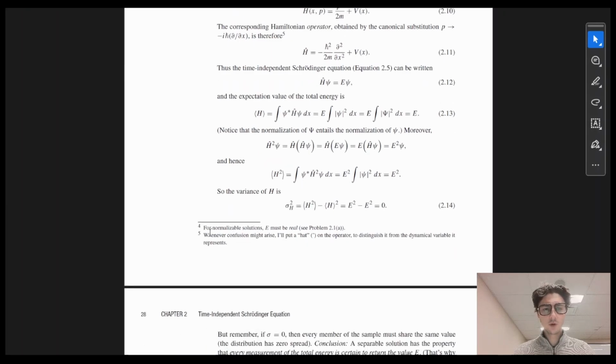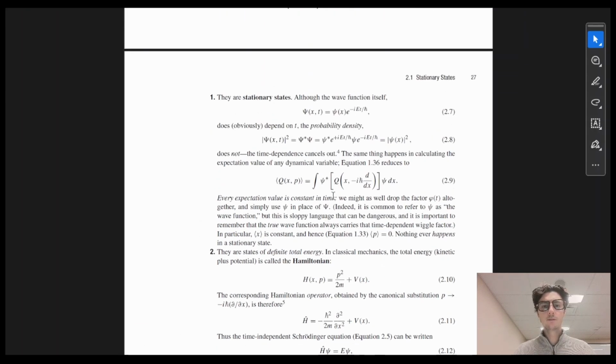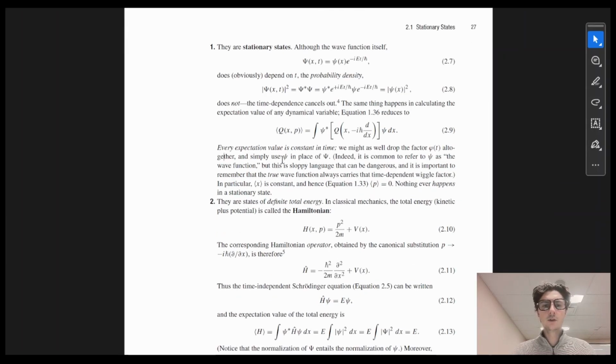Number 4, let's read number 4 too. For normalizable solutions, E must be real. See problem 2.1. Okay, I don't know what that means yet. Don't stress about it, we're going to see it later. The same thing happens in calculating the expectation value of any dynamical variable. Equation 1.36, which we saw in the first chapter, reduces to this. And we have psi over here and psi over here. This is the lowercase psi, the psi that depends only on position. Every expectation value is constant in time. We might as well drop the factor phi of t altogether and simply use psi in place of capital Psi.